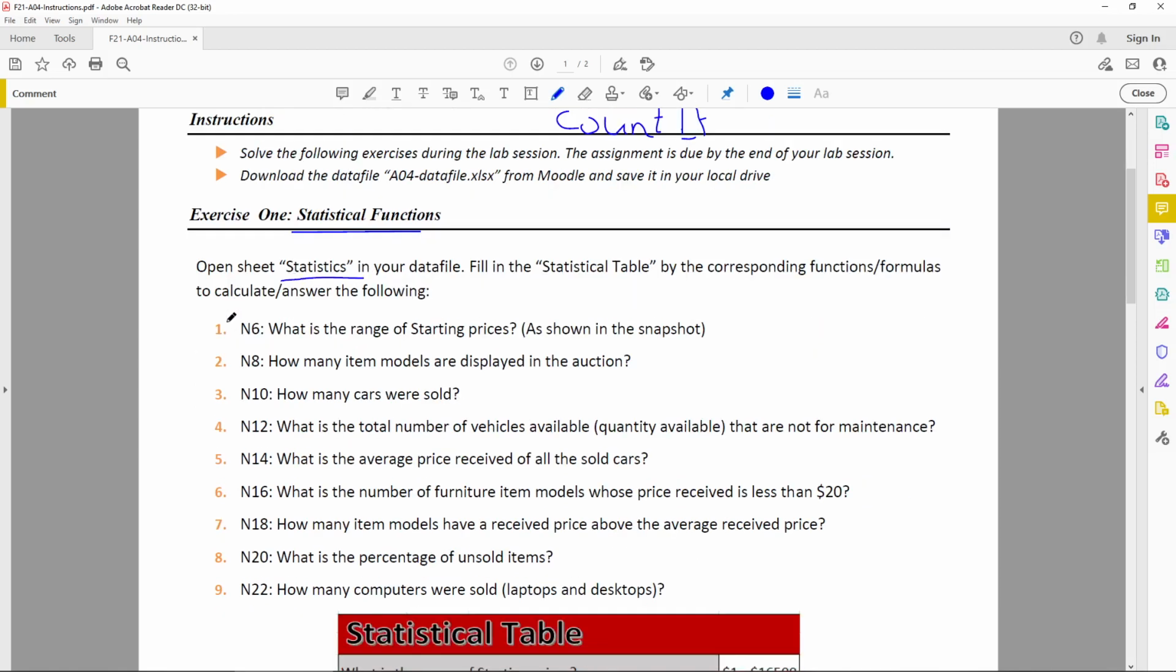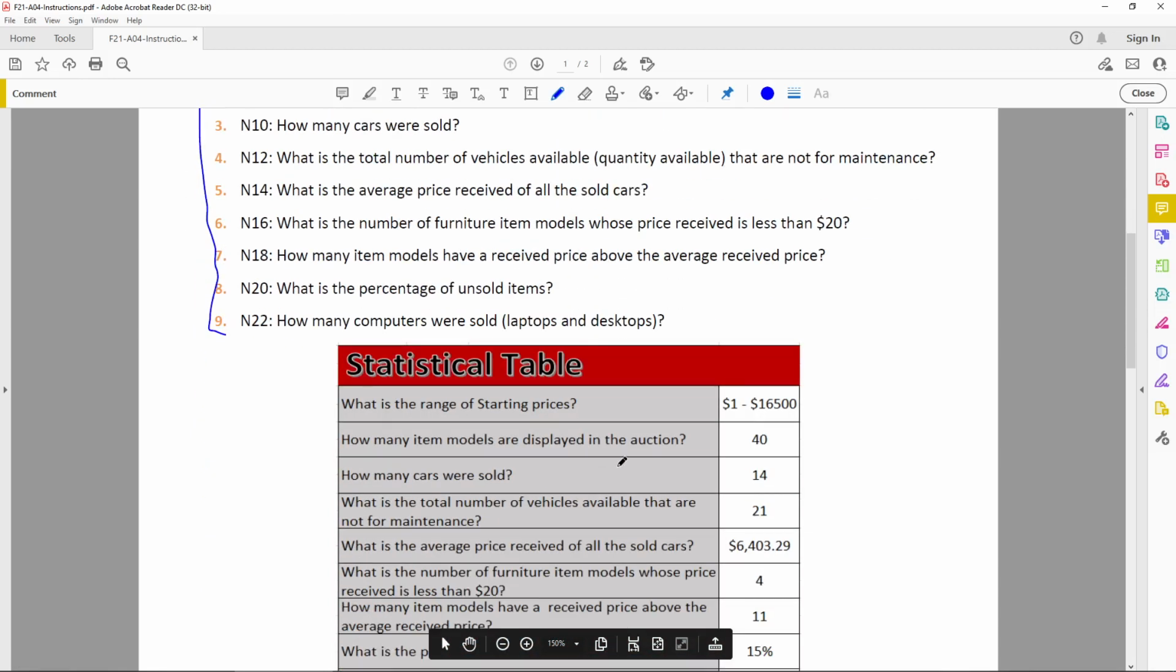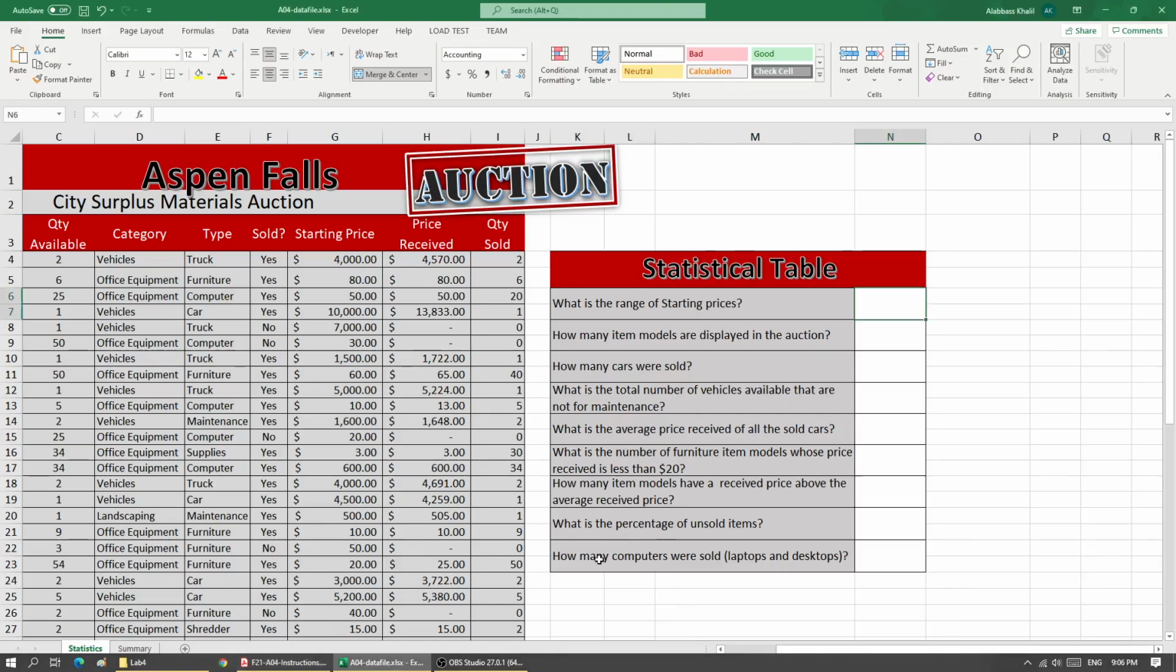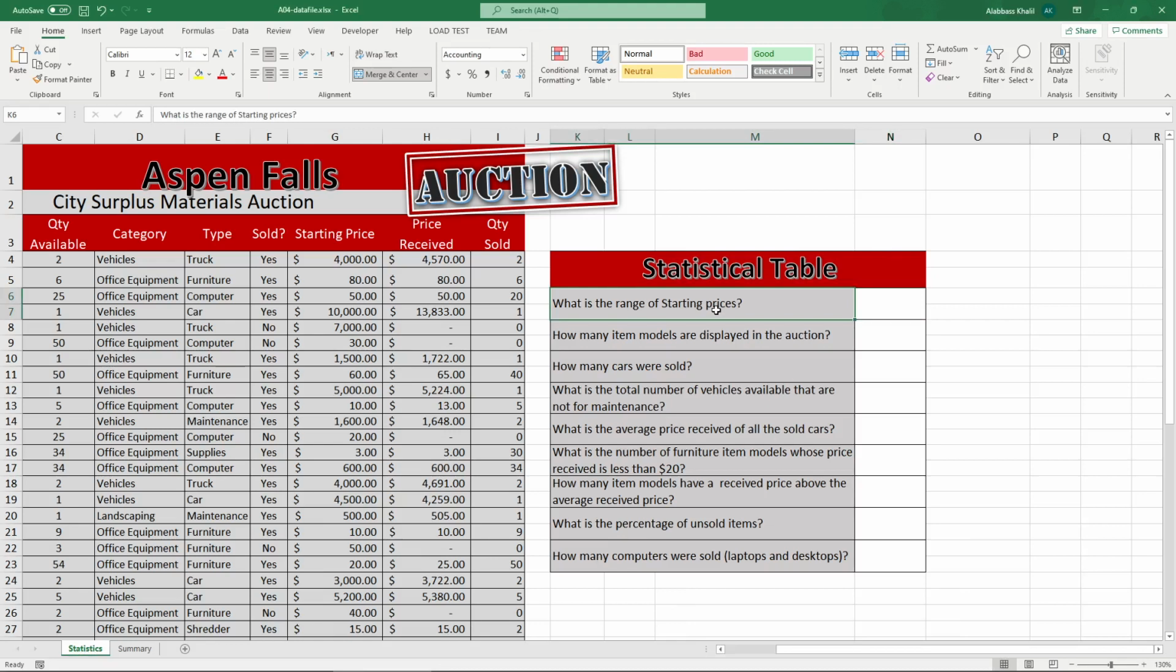So if you open the sheet statistics, you'll find all of these questions that we want to solve. And as always, there'll be a snapshot of the solution so you can compare your answers. All right, let's go ahead and do this first one. What is the range of starting prices?